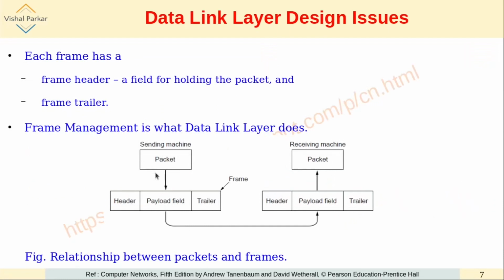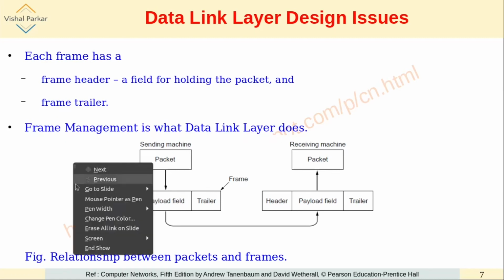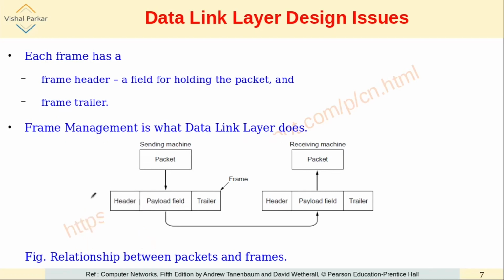So this is a packet which is received from the network layer in the sending machine, and this is the data link layer, and this is the network layer. Each frame that is generated will have a frame header. This one is the frame header. So let me show you. This is the header, this is the actual payload, and this is the trailer.